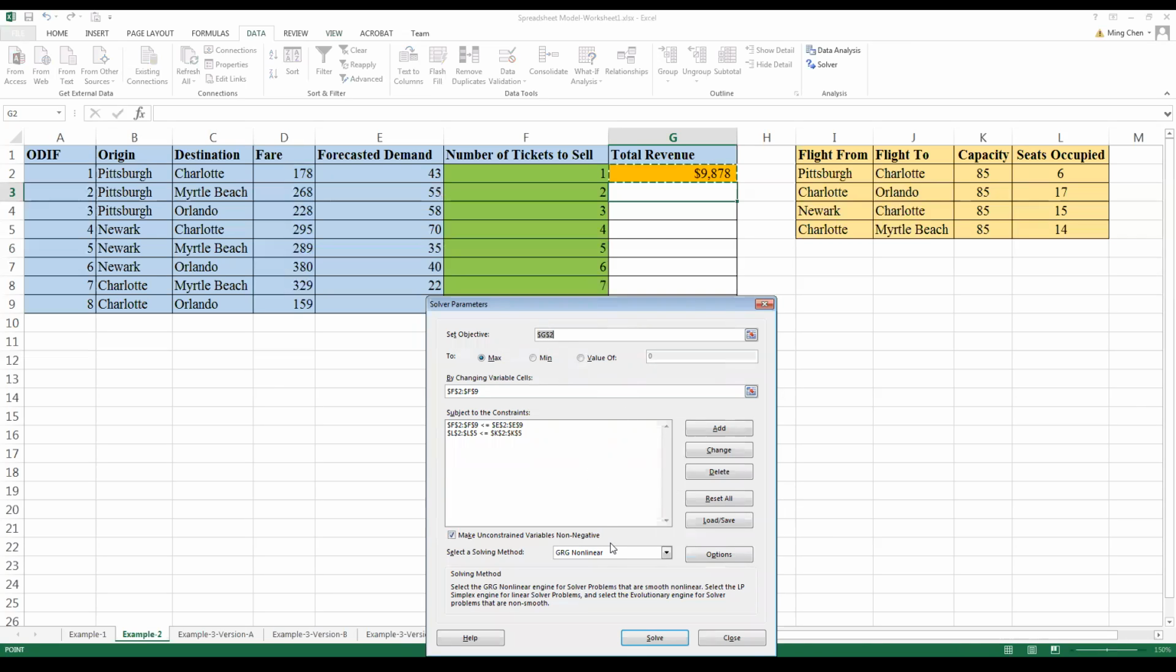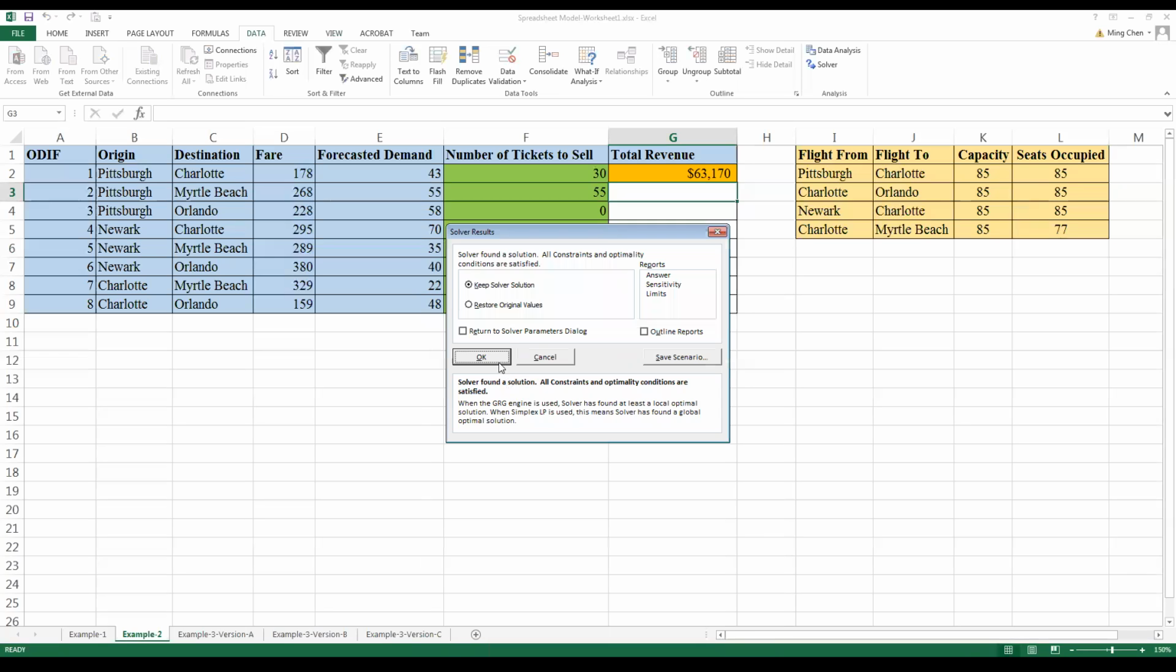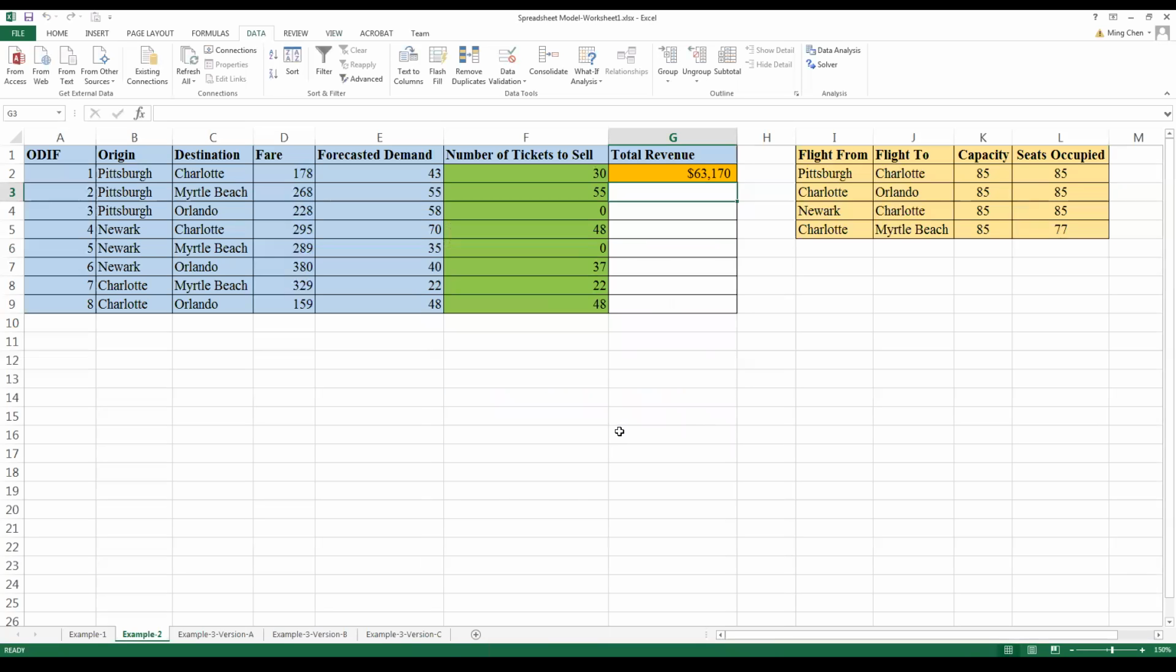So we're pretty much done. Before we solve the problem, we want to make sure we choose the right solving method. As I said, for most of the problems we cover in this class, it's going to be linear. Because it's linear, we choose simplex LP. Then click solve. So that is the solution.